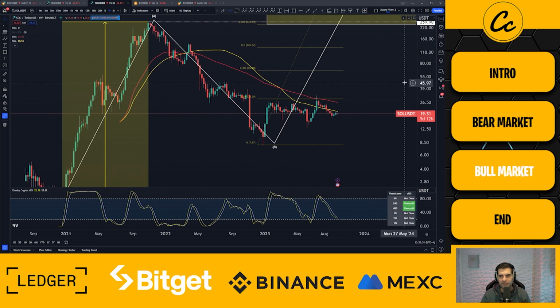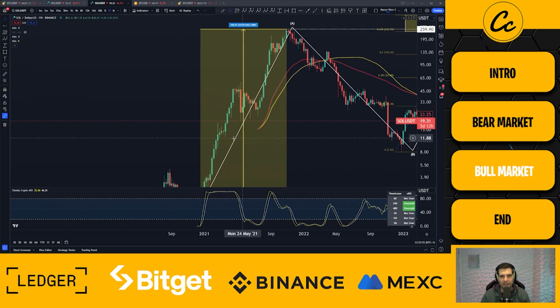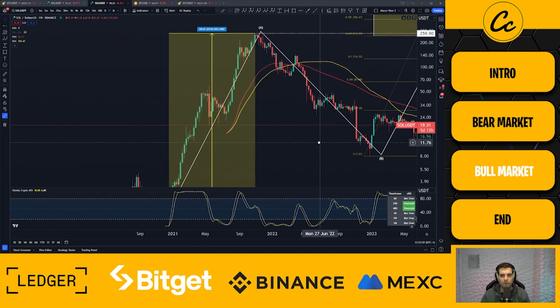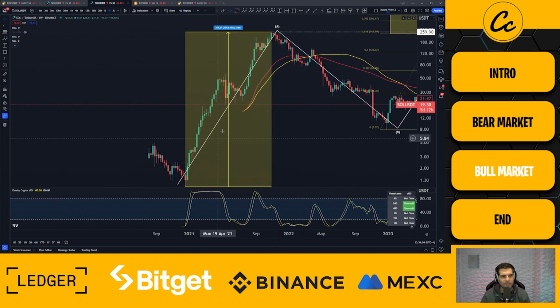So all in all, we can acknowledge that we had a really good run to the upside back in 2021. This was a 25,000% move for Solana. Now, under these particular patterns, and specifically the impulsions that you see here, we have a nice healthy correction to the downside where we come down to that $8 level.